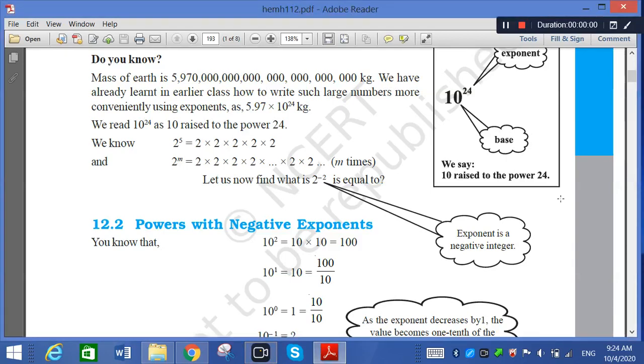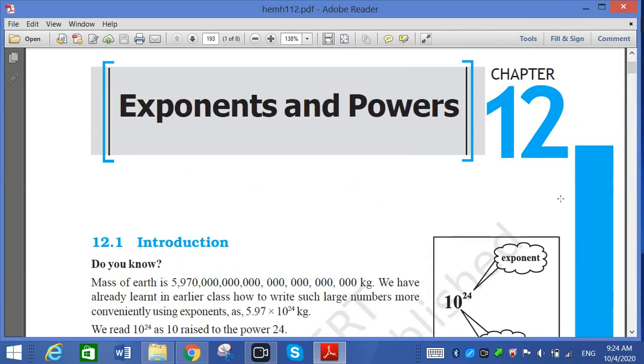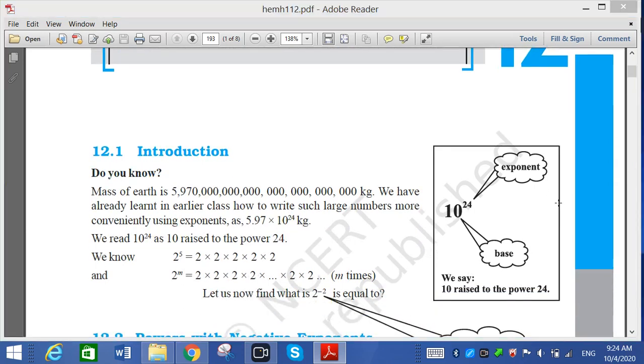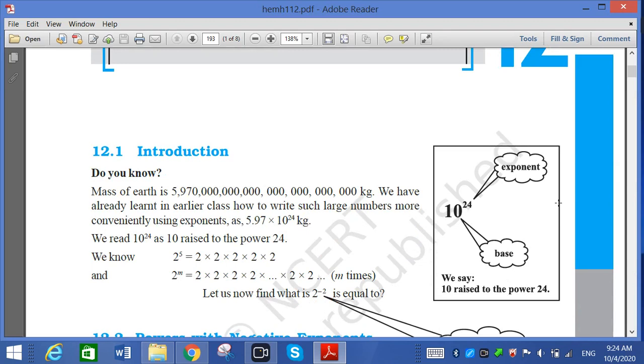Good morning friends. Today we want to start a new lesson, Exponents and Powers, Chapter 2. You have already learned this lesson in standard 7th also. So first of all we have to discuss the introduction. In the introduction, what is the meaning of exponent and power?